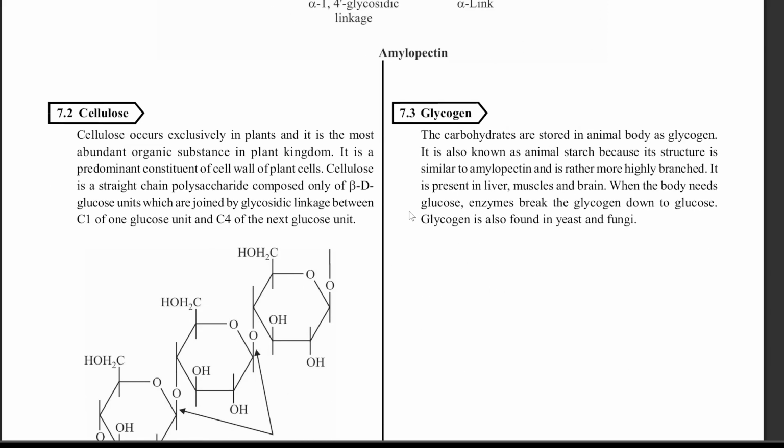Glycogen is similarly the carbohydrate which is stored in the body of animals in the form of starch. It is structurally similar to amylopectin, but it is more highly branched. It is present in the human liver, muscles, brain, etc. Whenever your body needs glucose, enzymes break the glycogen down into glucose. Glycogen is also found in yeast and fungi.